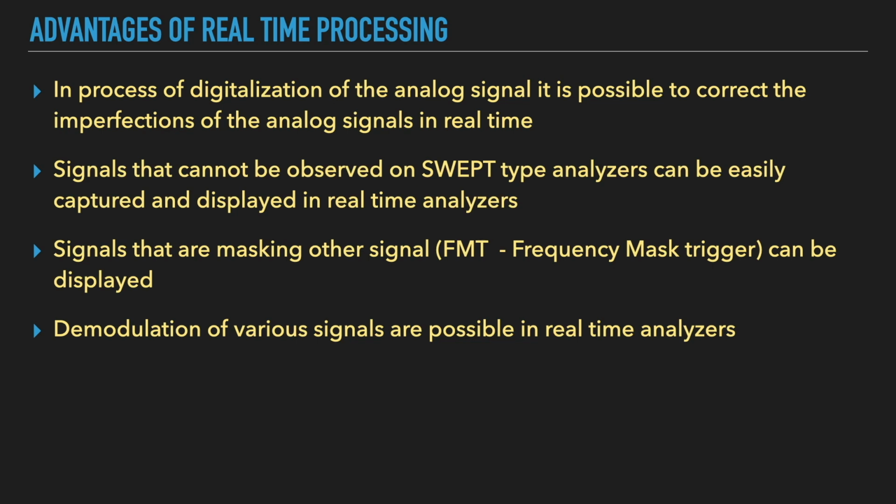So this gives the advantage of making corrections of the imperfections in the process of digitalizing the analog signals into digital signals. Signals that cannot be observed on a swept type analyzer can be easily captured, and this is of course the result of the concept of the FFT overlap that we talked about when we showed the concept of real-time analyzing. And signals that are masking other signals can be displayed. This is not possible on swept, and we will see it in the next example.